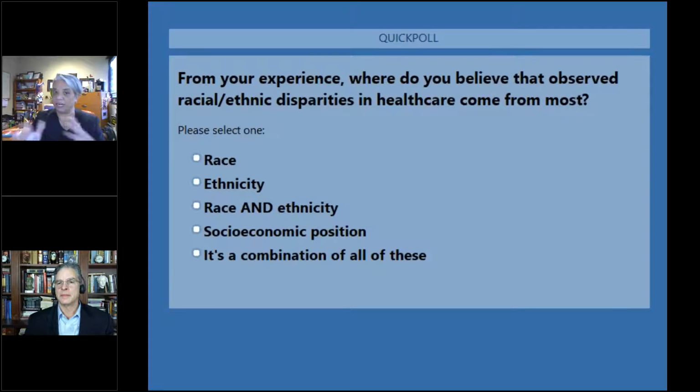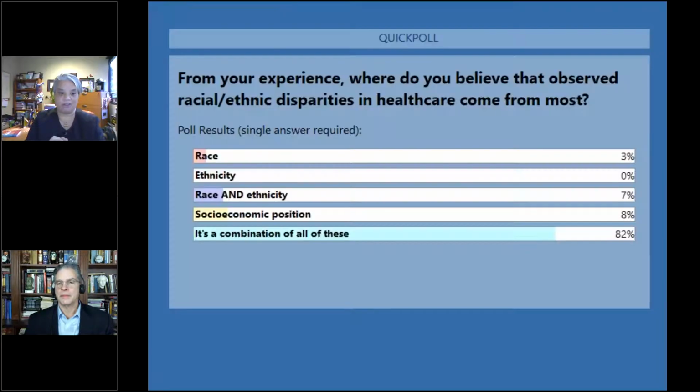As a reminder, Andrew and I don't vote. All right. So again, everyone, you all think it's a combination of all of these. So we had 0 people, which I want to sit here for a minute before we advance. 0 people said it was ethnicity. 3% said race, 7% race and ethnicity, and 8% socioeconomic.